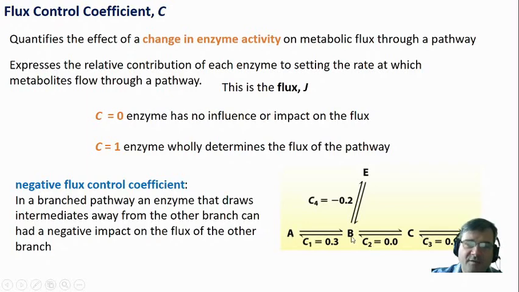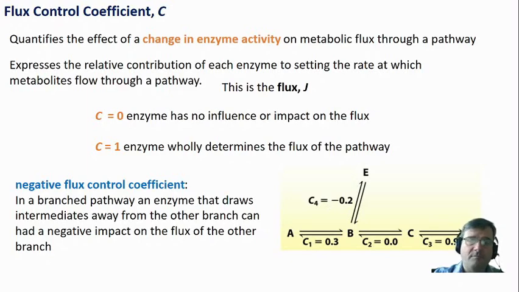So you can see that all of A does not go to D. Some of A gets turned into B, but then some of B gets siphoned off to E, and the rest goes on to D. So again, the contribution of the activity of that enzyme is given by this negative coefficient. Okay, so this is a negative flux control coefficient with respect to this pathway because that intermediate B has been siphoned off.